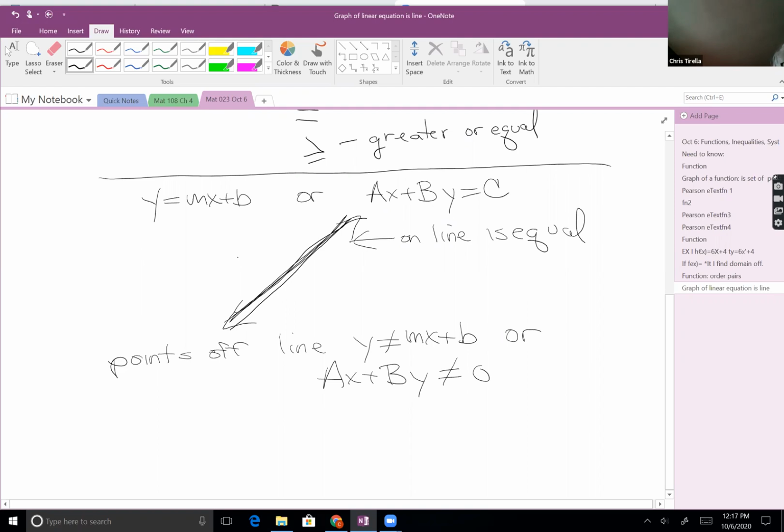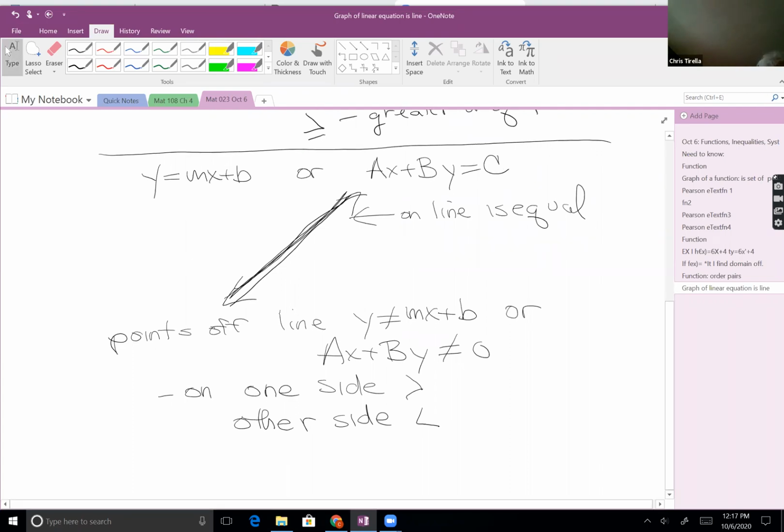And if it's not equal off the line, what happens is on one side, it's greater than. On the other side, it's less than instead of equal. And so if I want to graph a linear inequality, there's 3 steps that I have to do to graph an inequality.